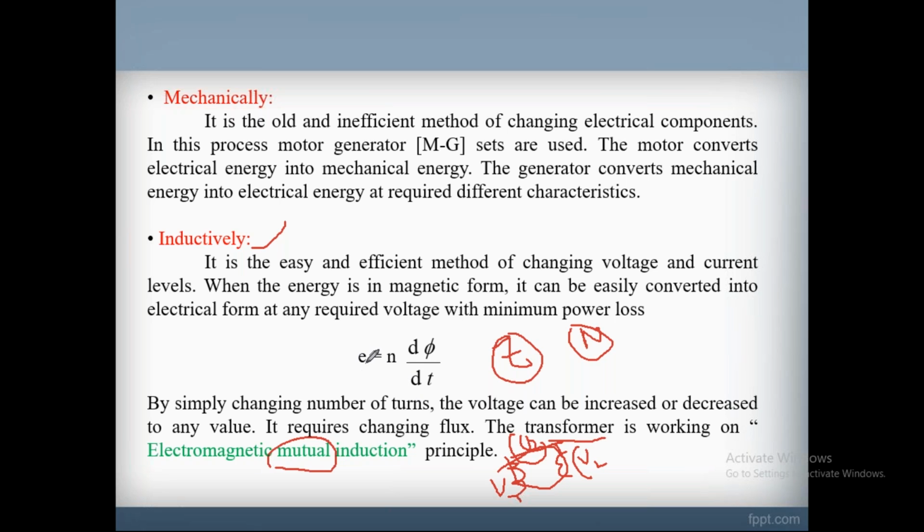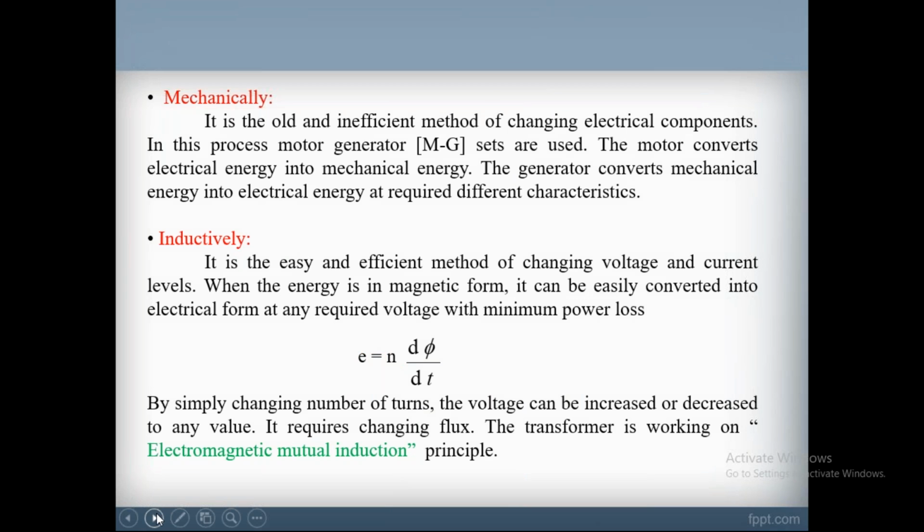And here we can write E is equal to N into d phi by dt. From this you can easily infer that the amount of voltage depends on the number of turns. If the number of turns increases, the voltage level also increases. If the number of turns decreases, the voltage level also decreases. So this type of energy conversion we call an inductive link. These are the three modes of energy conversion happening in electrical devices.